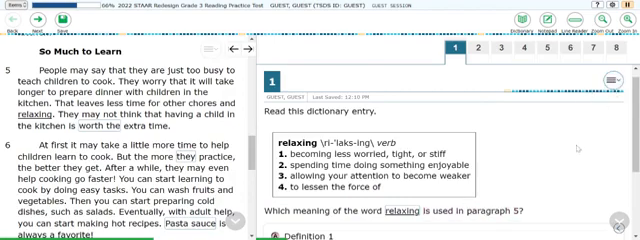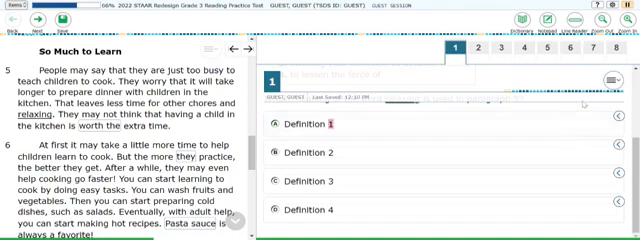Option A. Definition 1. Okay, so it seems like it basically reads the whole question and all the answer choices. Option C. Definition 3. Option D. Definition 4.